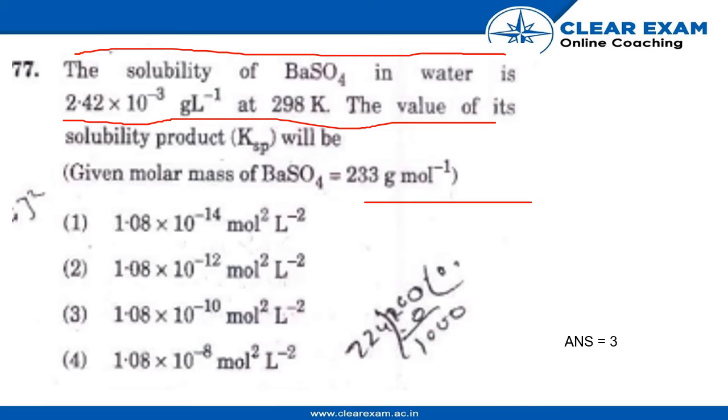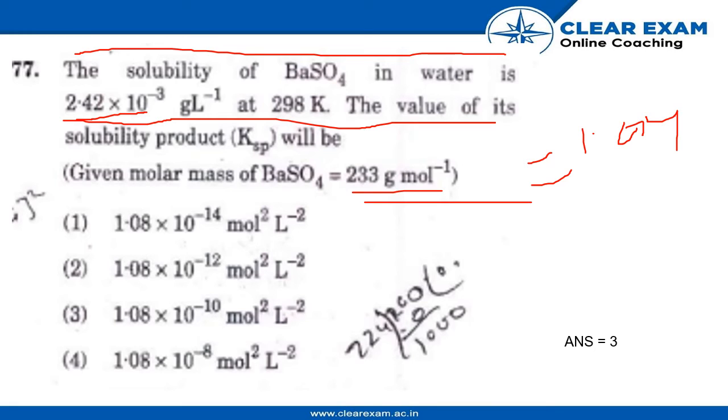So basically to find the solubility, we have this solubility of BaSO4. So what we can do is divide this solubility by its molar mass. So when we do it, we'll get 1.04 × 10^-5 as the answer. So we have to find the value of its solubility product, which is Ksp.